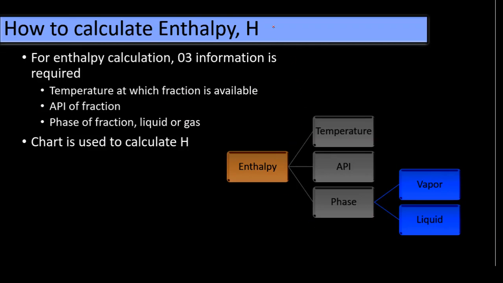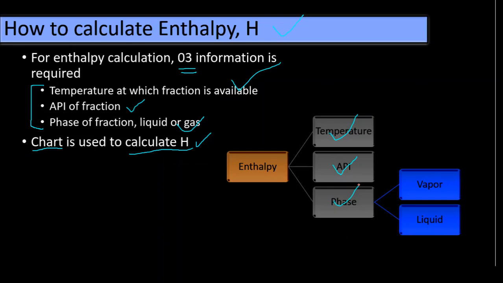For the enthalpy calculation, there are three pieces of information we require. Number one is the temperature at which the hydrocarbon fraction is available. Number two is the API of the fraction, and number three is the phase of the fraction, whether it is liquid or gas phase. If we know all these three parameters, we can use a chart, a graph, to calculate the enthalpy. It is a graphical method using the temperature, API, and the phase.